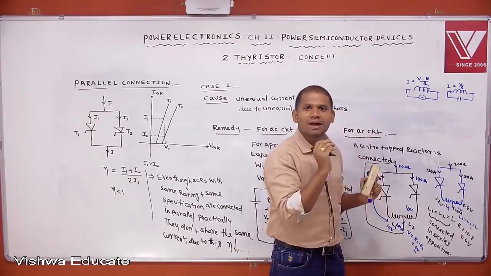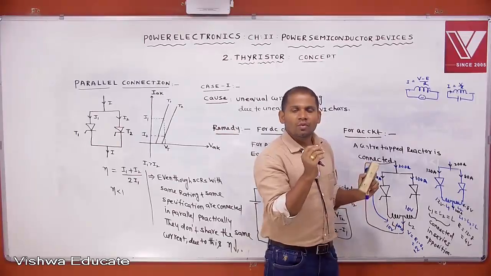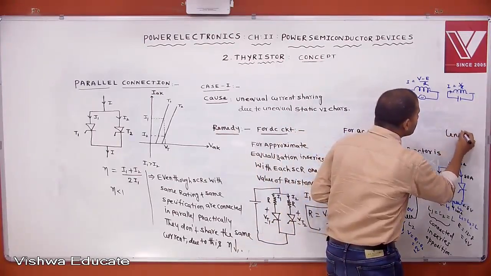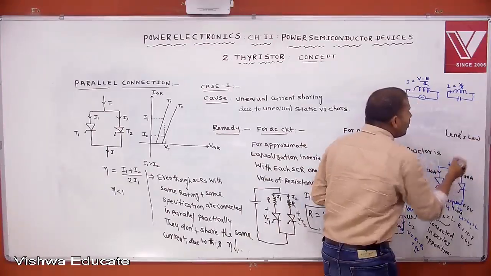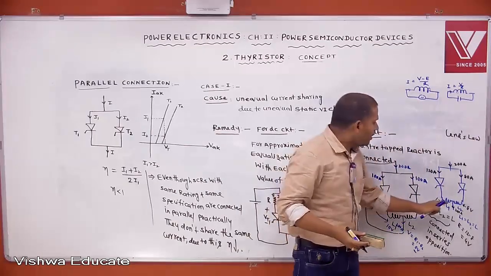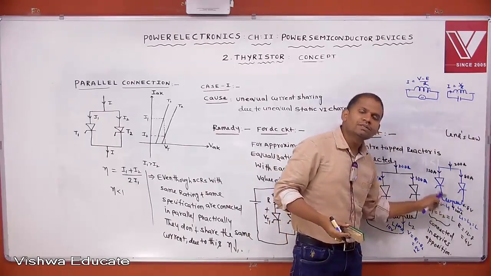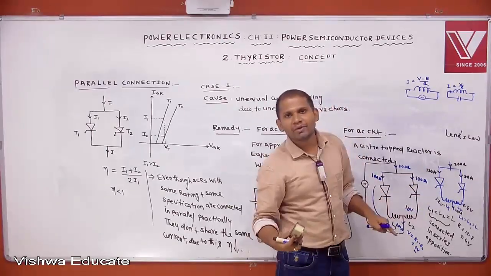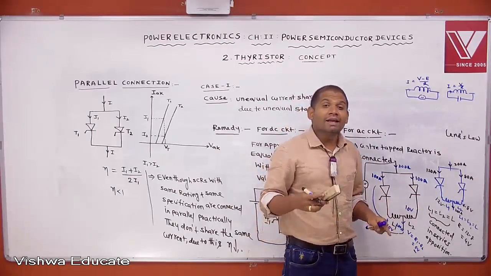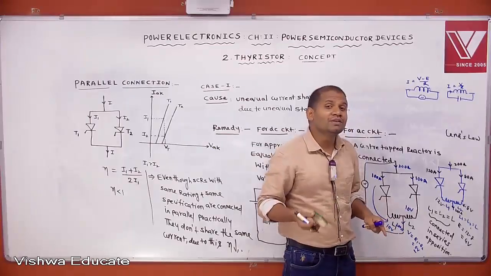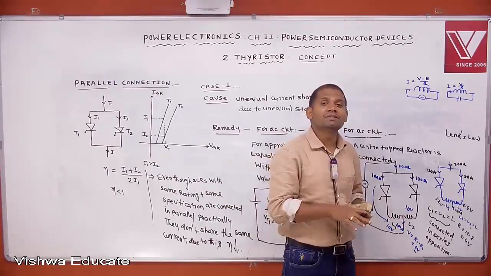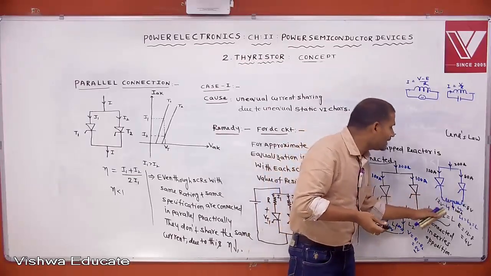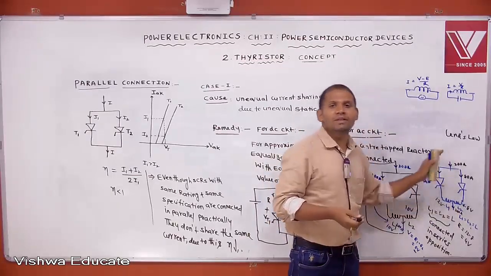The response opposes the cause. Why am I applying Lenz's law here? Because of what type of induced EMF? Statically induced EMF. The direction of statically induced EMF is determined by using Lenz's law. The direction of dynamically induced EMF is determined by using Fleming's right hand rule. But it is the statically induced EMF now. That's why I am using Lenz's law.